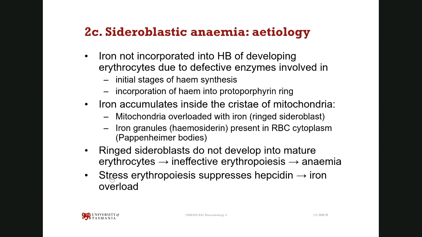And because we've got ineffective erythropoiesis and anemia and tissue hypoxia, of course, the homeostatic response to that is to produce more erythropoietin to stimulate the bone marrow, and also to suppress hepcidin so that we get more iron being absorbed from our diet and more iron from the macrophages being sent to the bone marrow for use in these developing red cells. And so we end up with this iron overload situation.